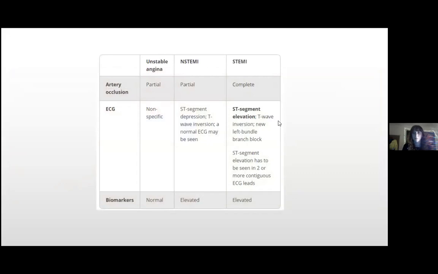So this was, as someone rightly said, a STEMI because there's ST elevation, and we'd also expect the biomarkers to be elevated. In an NSTEMI, we'd expect the biomarkers to be elevated, but the ECG changes aren't specific, so you can get depression, you can get T-wave inversion, or it may be normal. And in unstable angina, you'd expect the biomarkers to be normal, so that's how you differentiate between them.